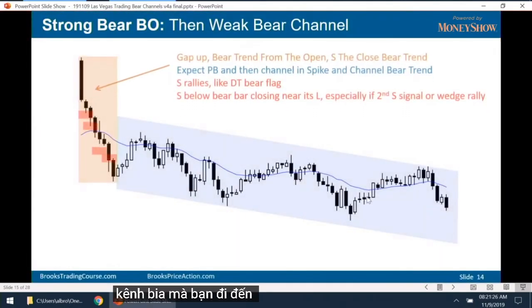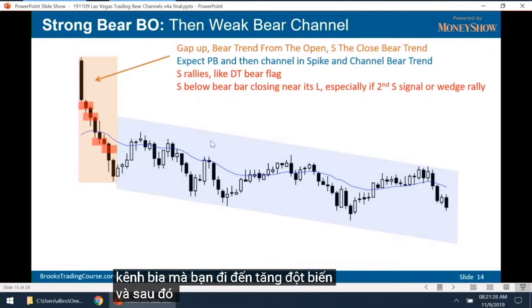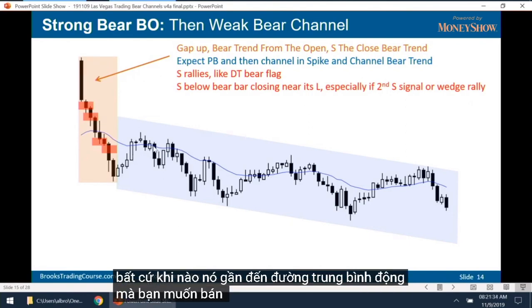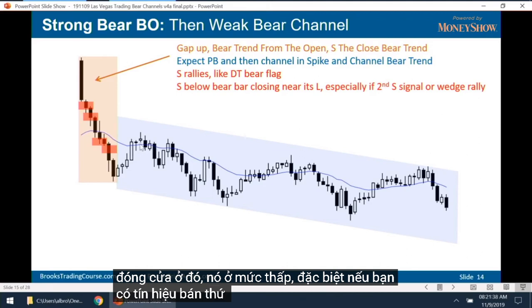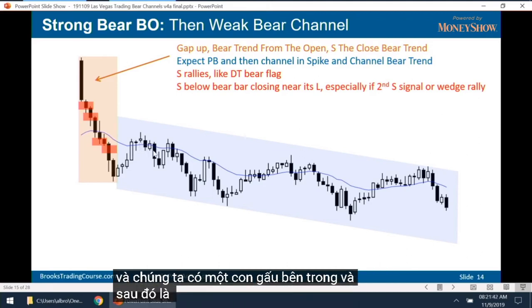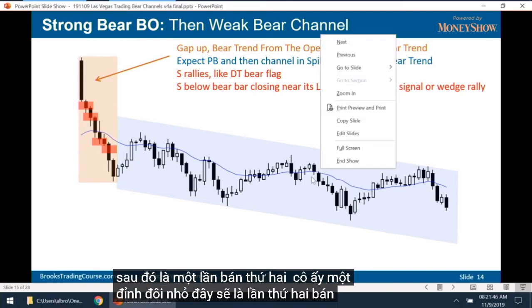All right, bear channel. You got a spike down and then a channel. You have a pullback and a channel. You sell rallies. Anytime it gets near the moving average, you look to sell below a bear bar closing near its low, especially if you have a second sell signal. Here's a first sell, and we have a bear inside bar, and then a second sell. Another, a small double top. This would be a second sell.